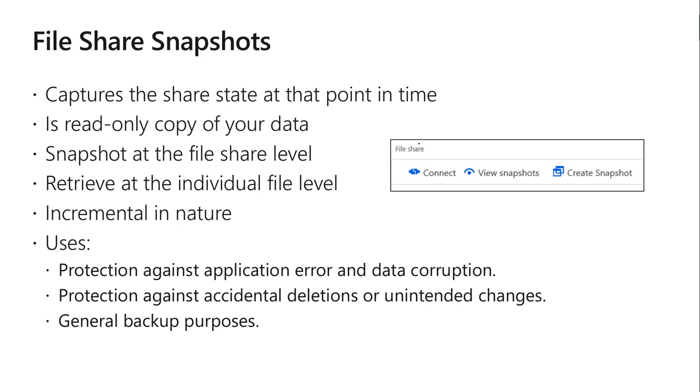So if a bug or application error is introduced with the new deployment, you can go back to the previous version and restore that. Next one is protecting against accidental deletion or unintended changes. So imagine you are working on a text file on a file share. After the text file is closed, you lose the ability to undo your changes.